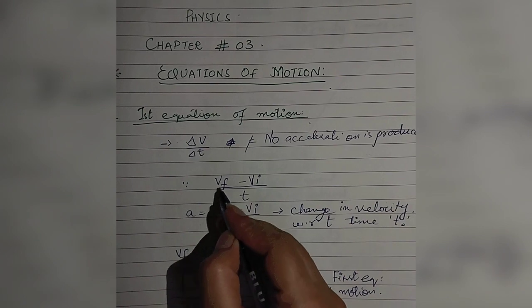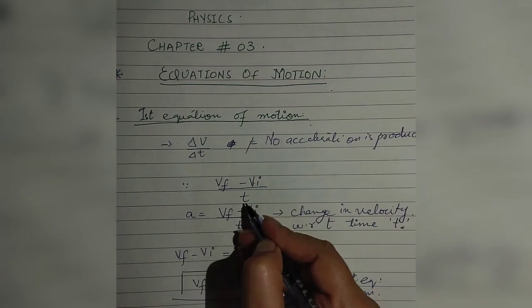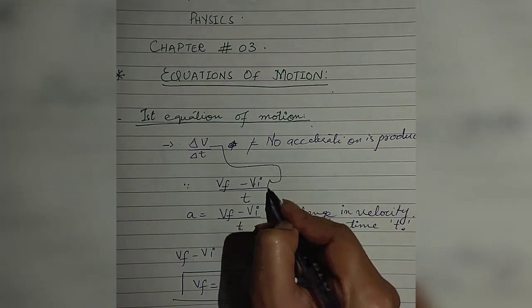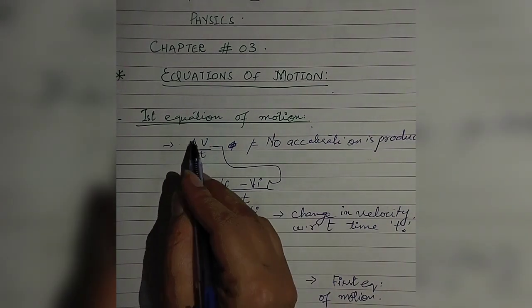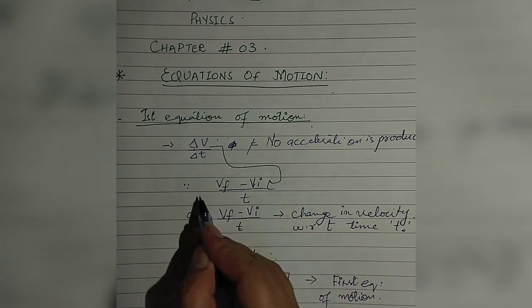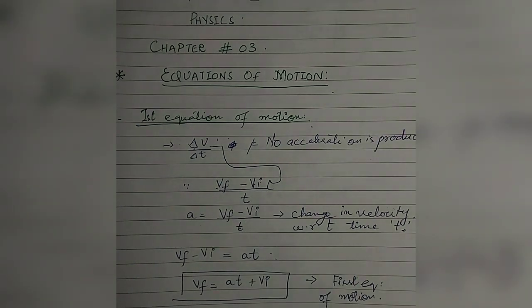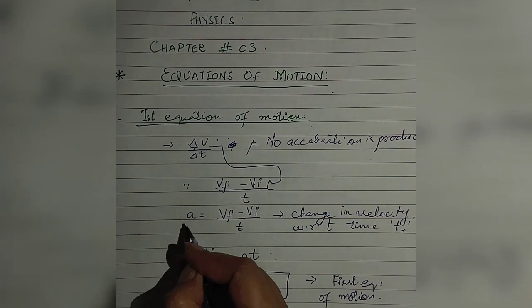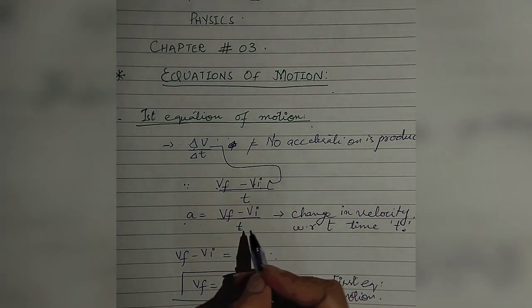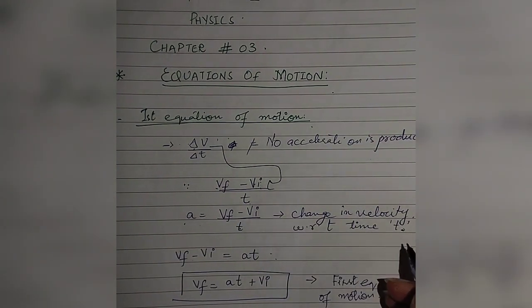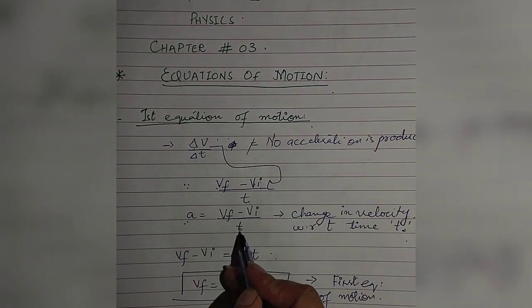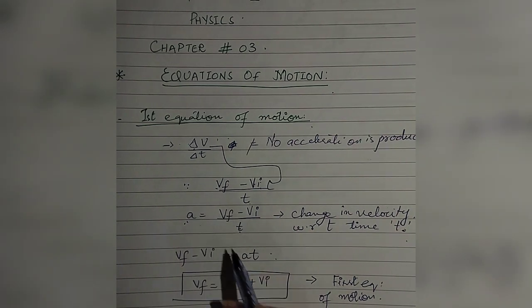Now we know that (Vf minus Vi) upon t is equal to this. We have just put the change in velocity like this, final minus initial. We also know that change in velocity with respect to time is called acceleration. Simplifying it more, just cross multiplying it, the expression becomes this. Simplifying it more, and this minus becomes positive here, and this is your first equation of motion.